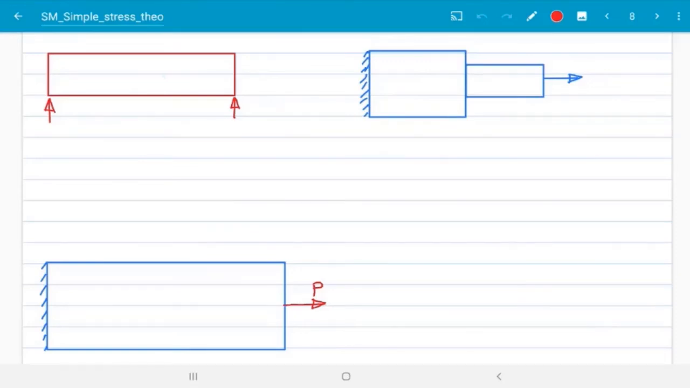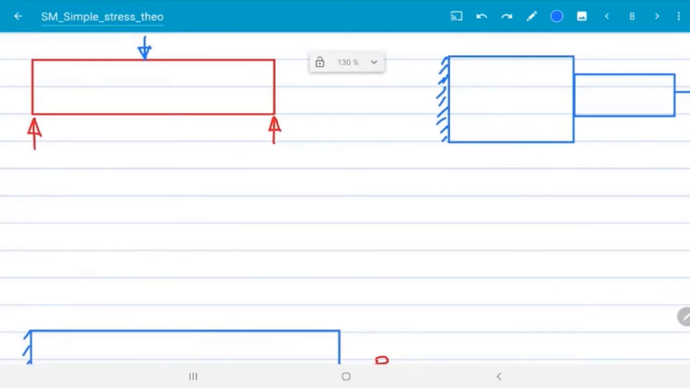So let us take this beam. I am going to apply a central point load. It is a simply supported beam with a central point load. I have calculated the bending normal stress.